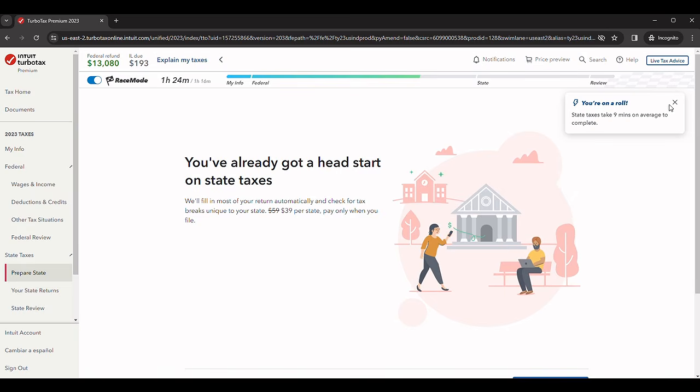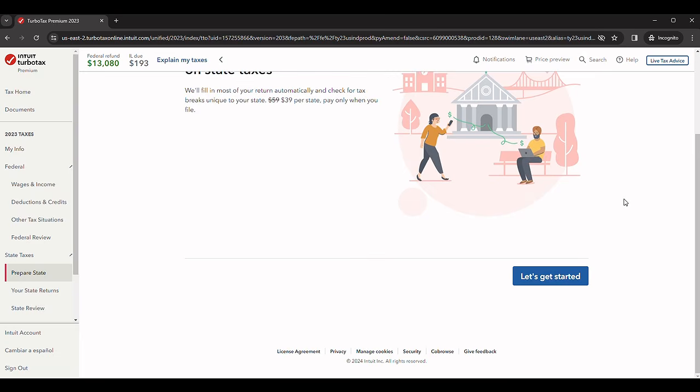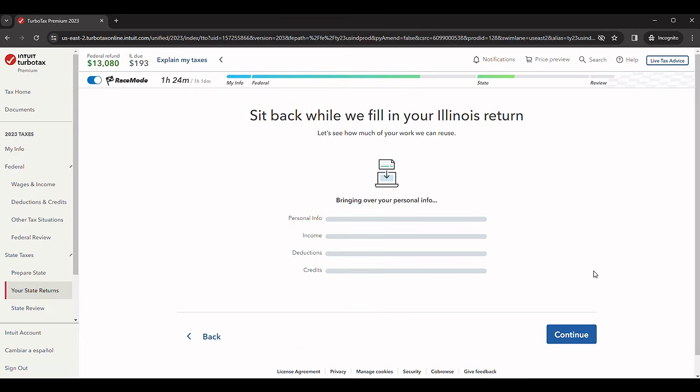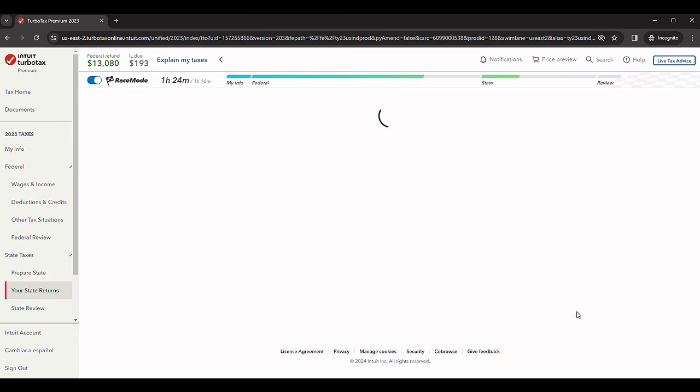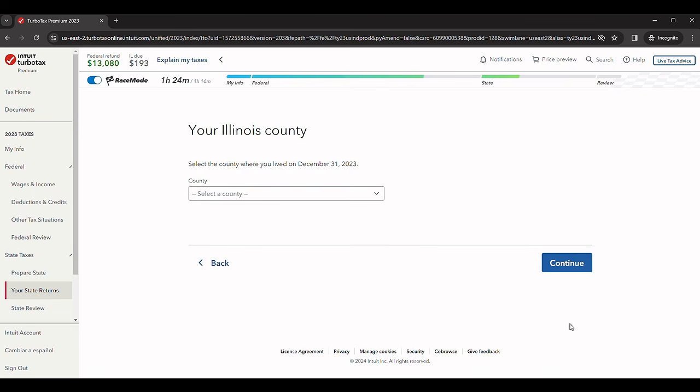I don't want to do state taxes, not with you guys, because I'm not going to walk you through an Illinois tax return for people that live in 49 other states. So please don't make me go through this. No. We're not going to do this. I'm going to fly through this. Oh, it's going. I wanted to see it go, actually. Okay, come on. Yes. Let's fly through this.